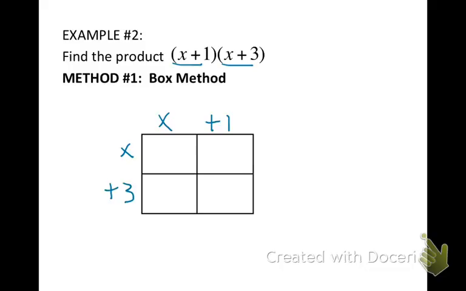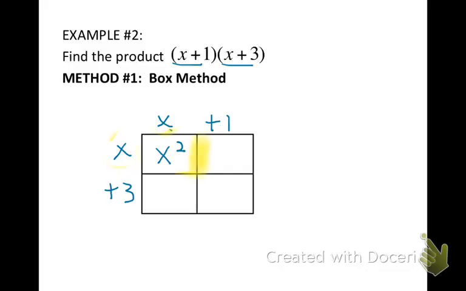Now what we'll do is we're multiplying. So in this first box, we're going to take the term that is in our first column times the term in our first row. So I'll highlight those now. X times x. So that will give us x squared.